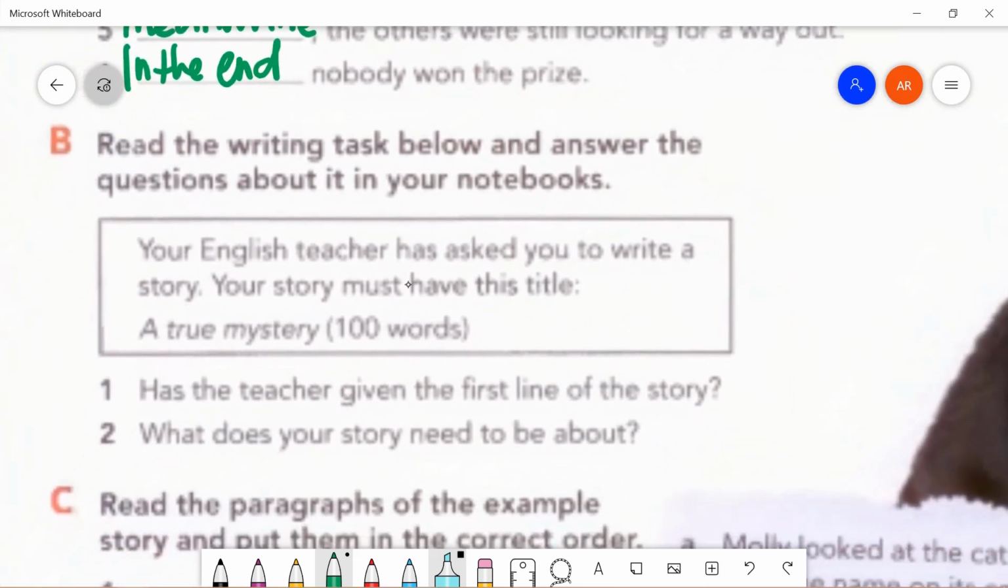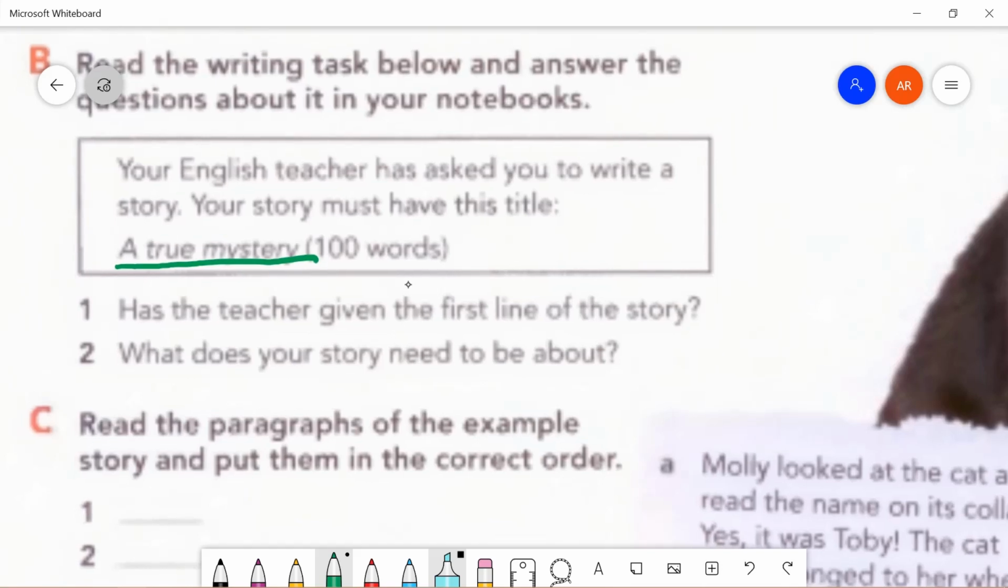Okay, now let's look at the next task. Read the writing task below and answer the questions about it in your textbook. Your English teacher has asked you to write a story. Your story must have this title, A True Mystery. Write about 100 words. Okay, 100 words is not much.